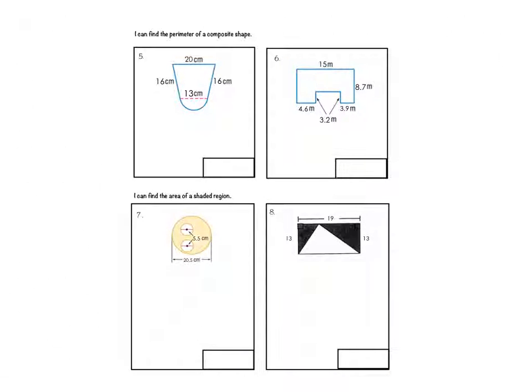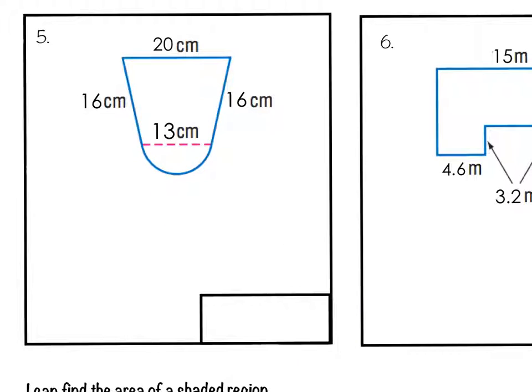The next learning target we will look at is I can find the perimeter of a composite shape. Number 5 looks like it's a trapezoid with a half circle. So I'll write that down, trapezoid and half circle. But knowing that I do have a trapezoid doesn't change a whole lot when I want to find the perimeter. I still just have to add up all of the sides.